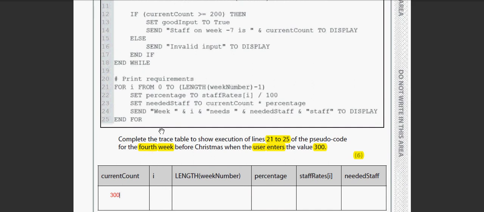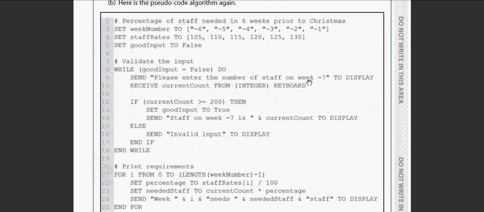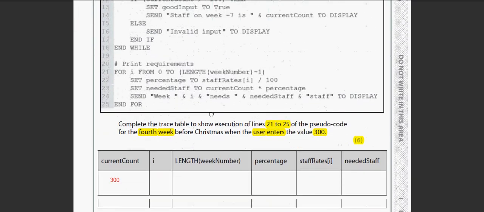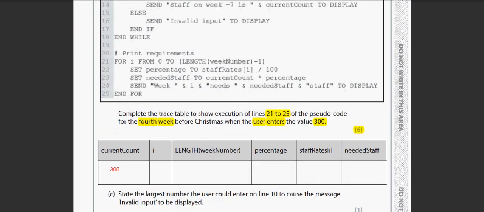We're looking at the fourth week. So let's have a look at our fourth week. There is minus 4. 4 weeks to go is there. Position 0, 1, 2. It's in position 2 of our list. Therefore, by the time we're looking at the fourth week, I will be equal to 2.